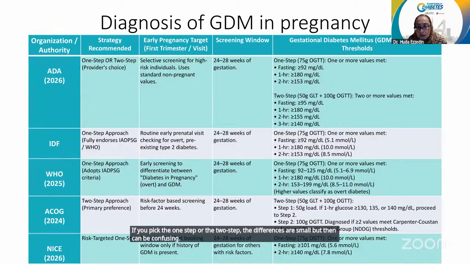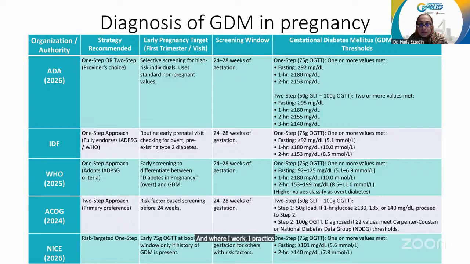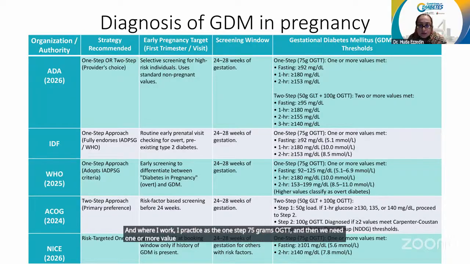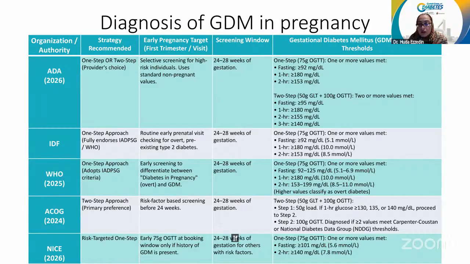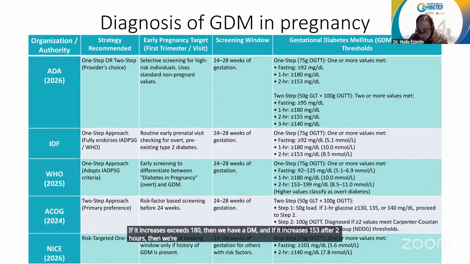Where I practice, it is the 1-step 75-gram OGTT, and we need 1 or more values that meet these criteria: a fasting value more than 92 milligrams per deciliter, and a first hour value that should not exceed 180. If it exceeds 180, then we have a GDM. And if it exceeds 153 after 2 hours, then we're dealing with a GDM as well.